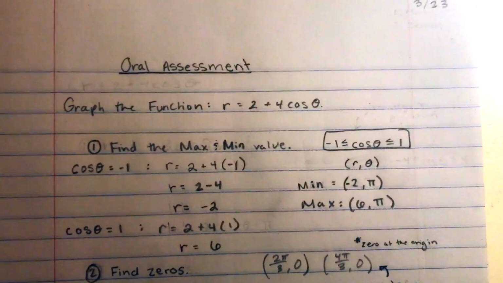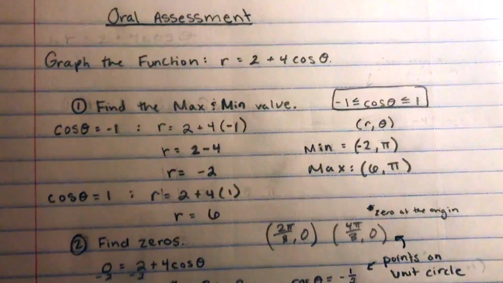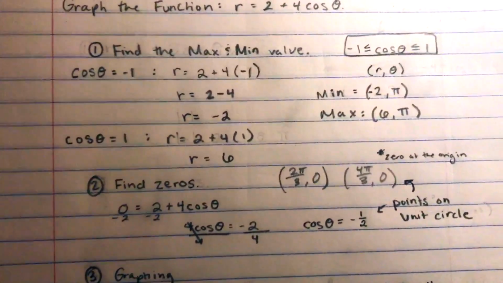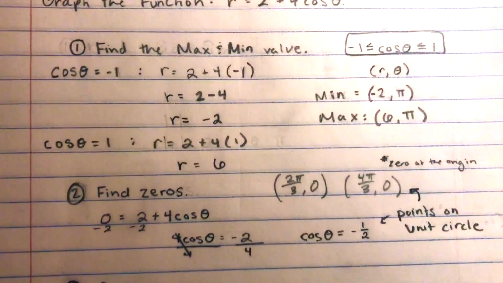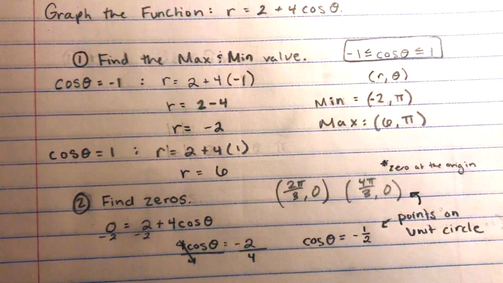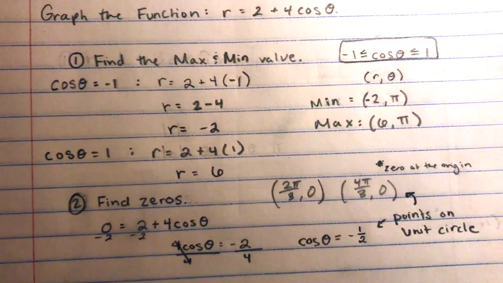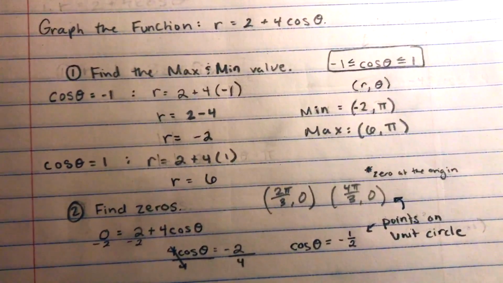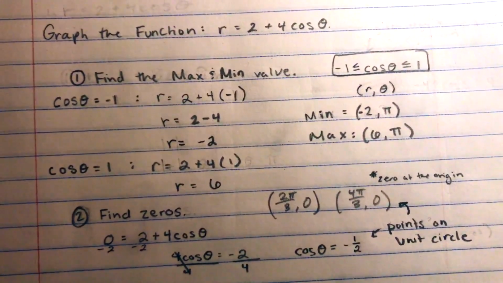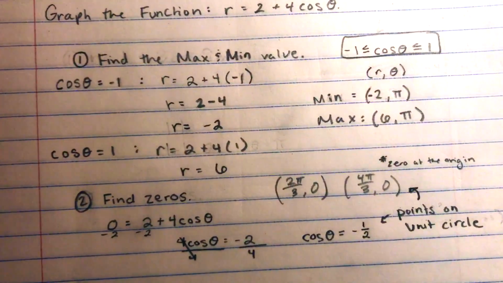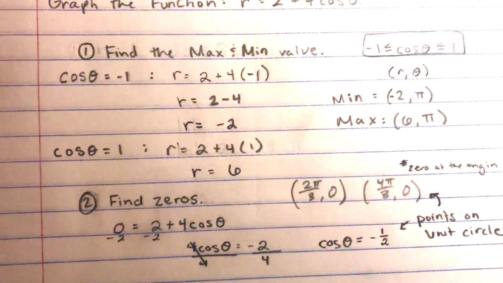Hi, this is Diane on graphing the function r equals 2 plus 4 cosine of theta. So first when graphing, we want to find the minimum and maximum values. And because we know that cosine of theta has to be greater than or equal to -1 and less than or equal to 1, we can then plug in those values to find the minimum and the maximum.